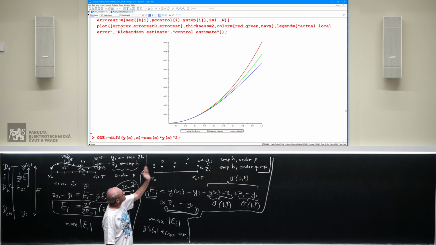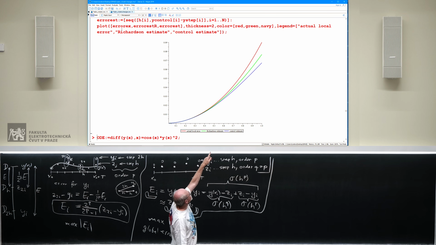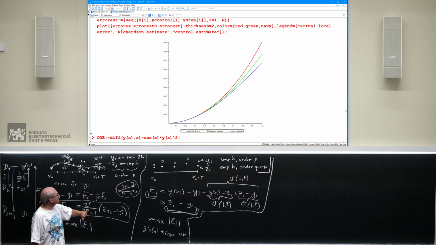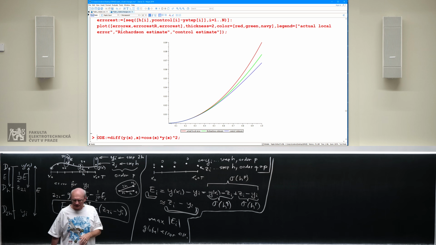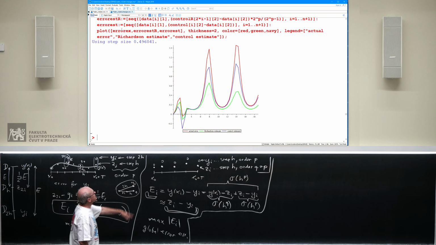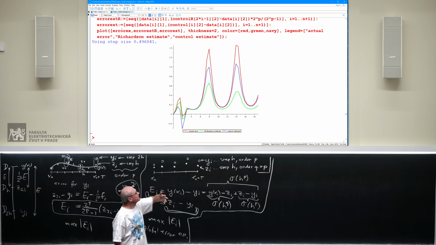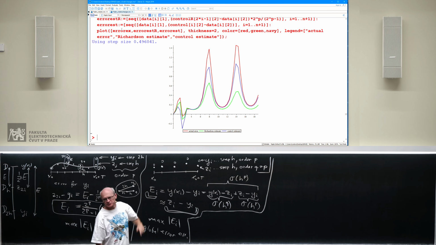And you can see that for this local error, the Richardson actually works a little bit better because it's closer to the actual error. So as I said, these two methods are roughly comparable when it comes to quality. The difference lies elsewhere. In this graph, we can see both estimates at the same time, and this really confirms our feeling that the Richardson estimate is not as good as the control method estimate for this particular initial value problem.